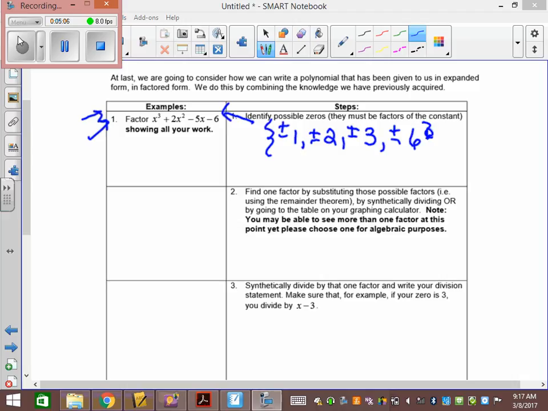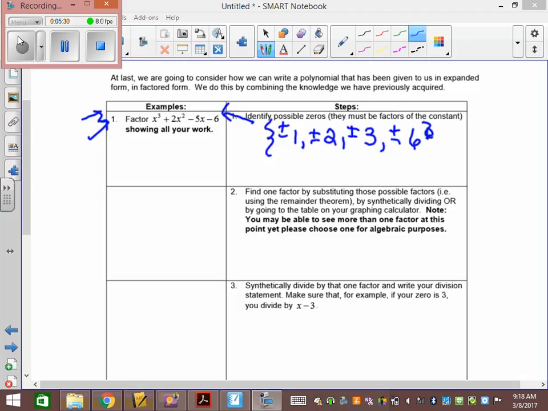And if we didn't have a calculator, we would test those numbers, all 8 of them. We would test them until we got a remainder of 0. Because remember, if we get a remainder of 0, it's a factor. So there's got to be a better way.